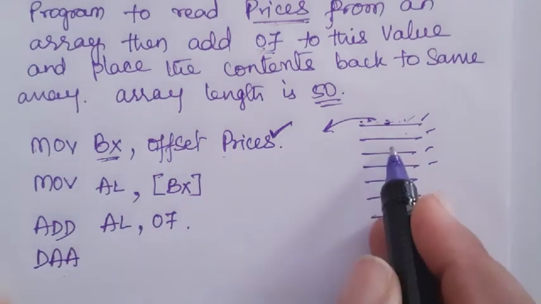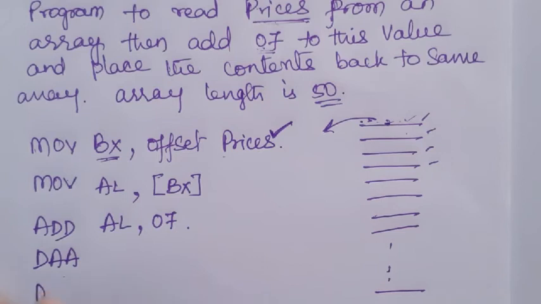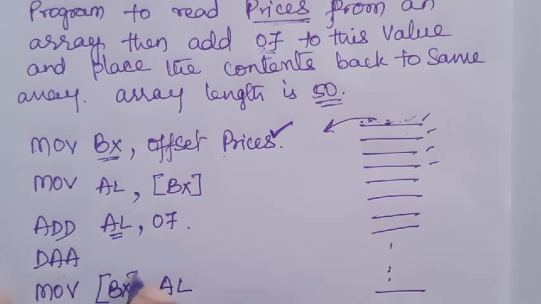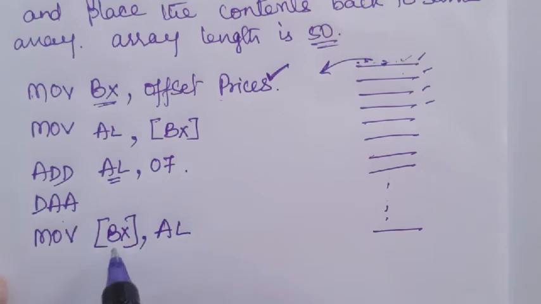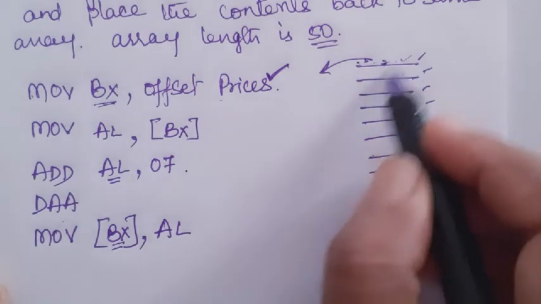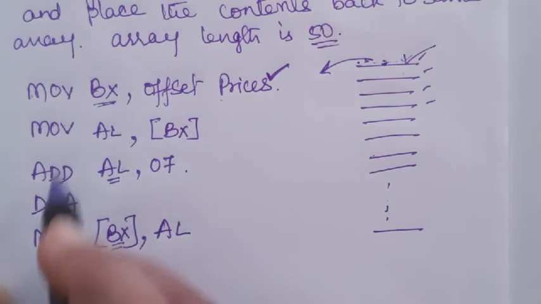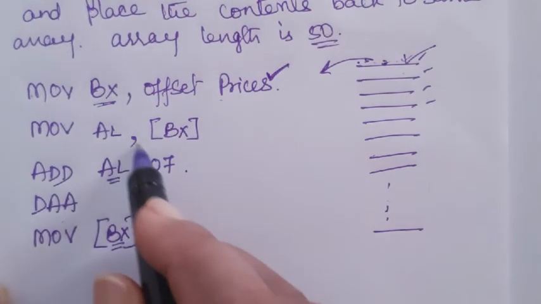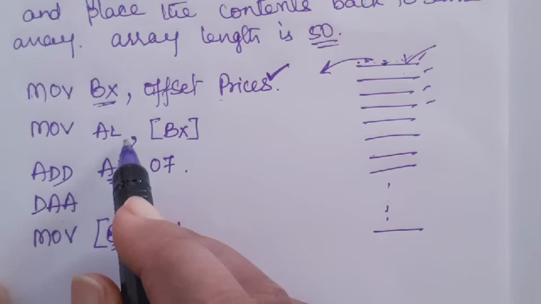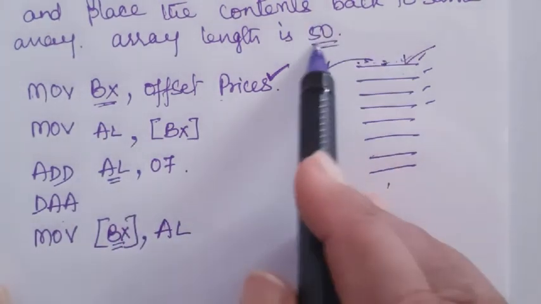Now place this value back to the same location. So move AL contents, since the result is in AL, not to the BX register, but to the memory location pointed by the BX register. That means the result will be loaded again to the same location. Now you need to point to the next location, so this is to be kept in a loop, because this process is to be repeated how many times? 50 times, because the array is of 50.